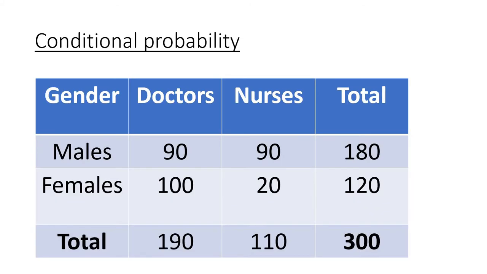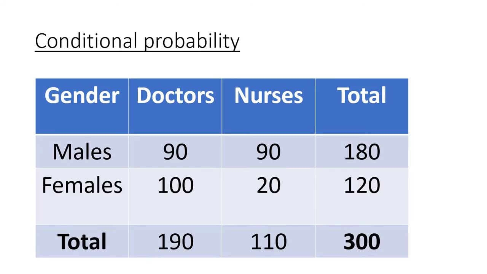Welcome to the last video from the third lecture, which is devoted to conditional probability. And in very simple terms, conditional probability is probability you calculate keeping in mind some prior information. So we will consider the following example.